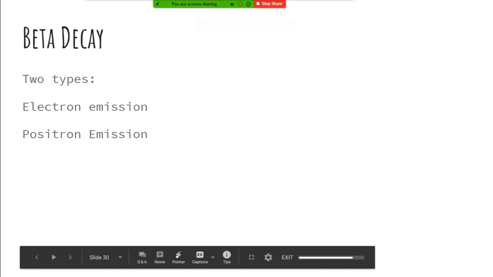Now let's go over beta decay. There are two types: electron emission and positron emission.